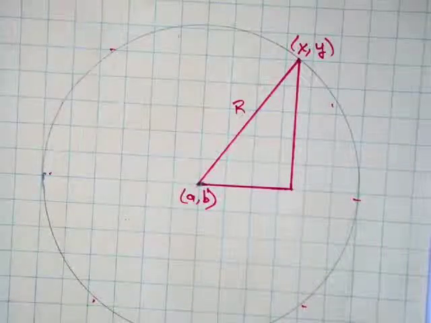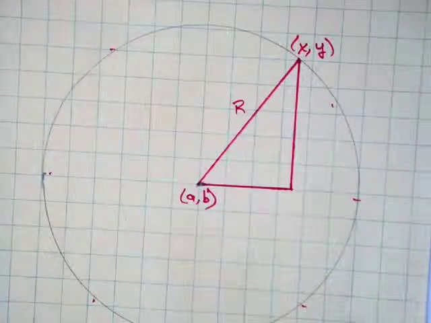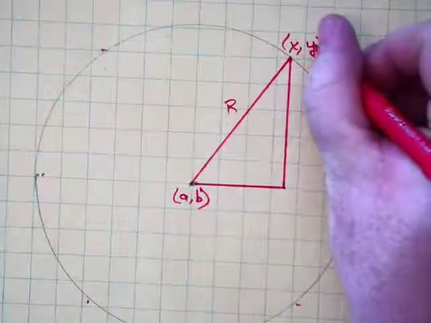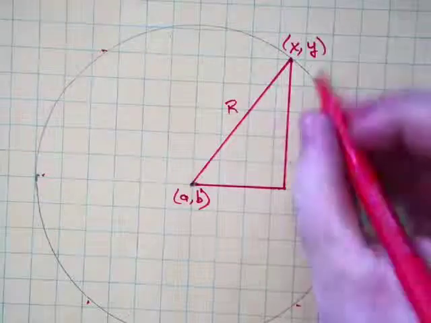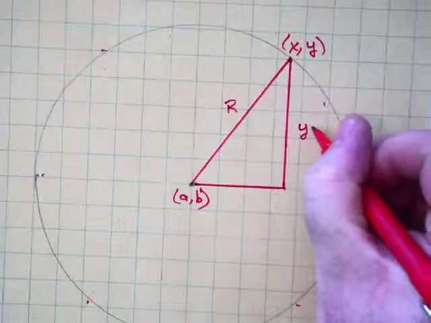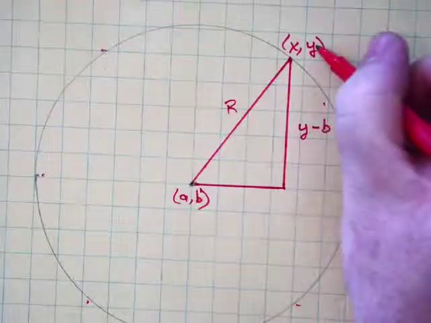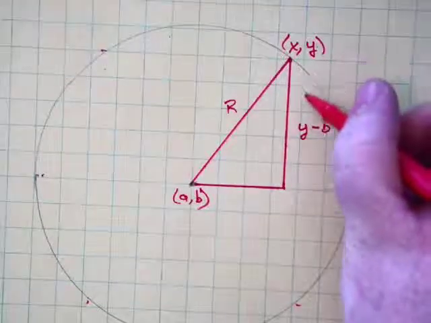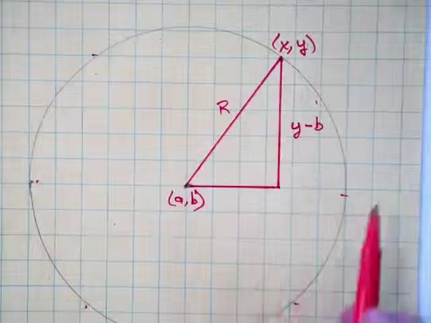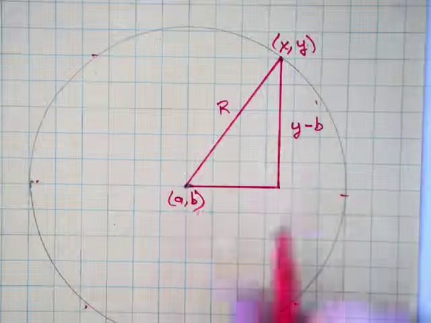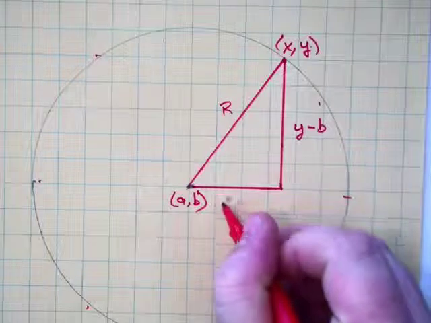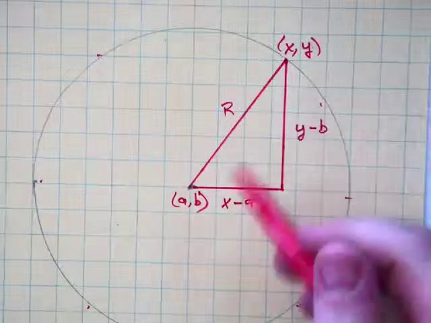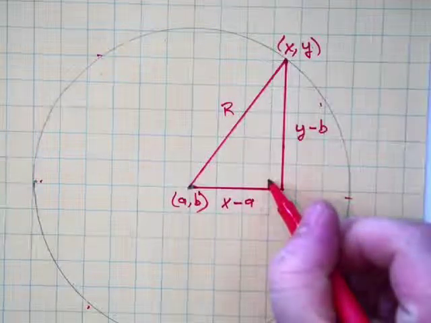To do that, we need to know how far it goes from here to here. So how far does it go up? We find that by finding y minus b. So the point y, we want to take away b, and that tells us the difference between those 2 points. On the same hand, we want to see how far it goes over, and so we have x minus a.